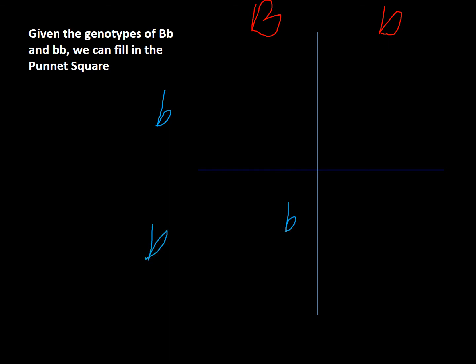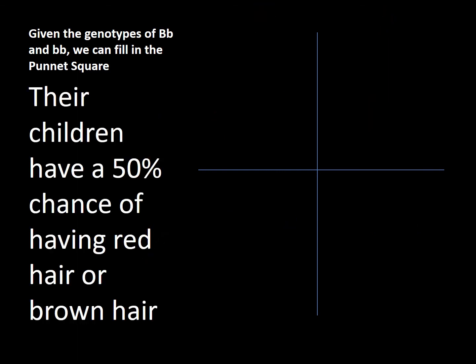And we're going to fill out this Punnett square real quick, remembering that all of the ones on the side are going to go across, and all the ones on the top are going to go down. So for 1/2, they're going to be heterozygous, and for the other half, they're going to be homozygous recessive, meaning that their children have a 50% chance of having red hair or of having brown hair.